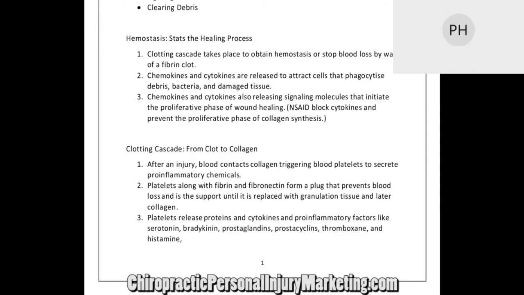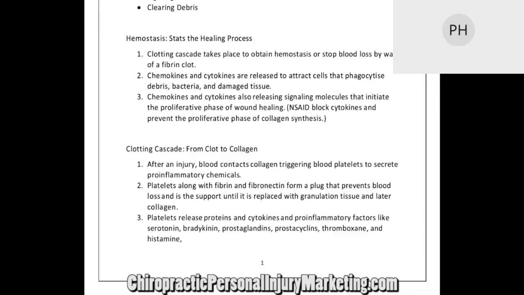So the clotting cascade, from clot to collagen. After an injury, blood contacts collagen, triggering blood platelets to secrete pro-inflammatory chemicals. So platelets along with fibrin and fibronectin form a plug that prevents blood loss and is the support until it is replaced with granulation tissue and later collagen. So granulation tissue is the precursor to the collagen.